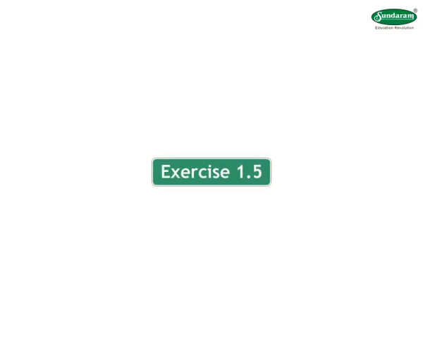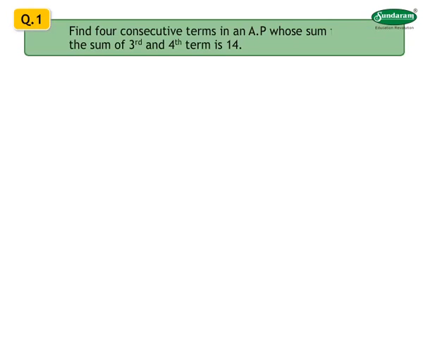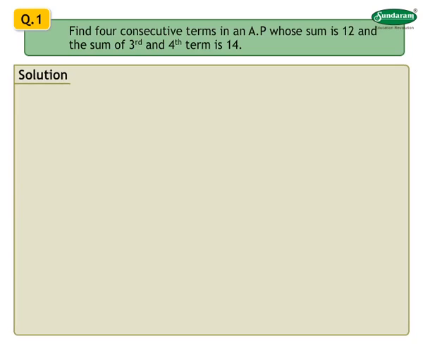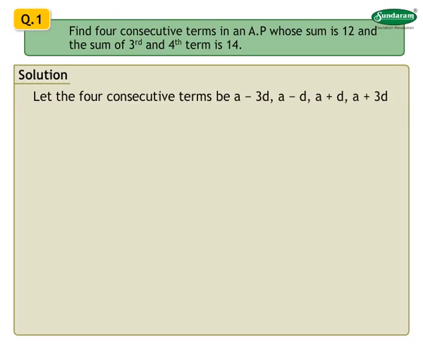Let us solve exercise 1.5. Number 1. Find 4 consecutive numbers in an AP whose sum is 12 and the sum of third and fourth term is 14. Solution. Let the 4 consecutive terms be a minus 3d, a minus d, a plus d, a plus 3d. Sum of 4 consecutive terms is 12. Therefore, 4a is equal to 12. Therefore, a is equal to 3.